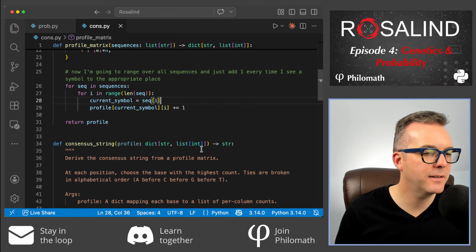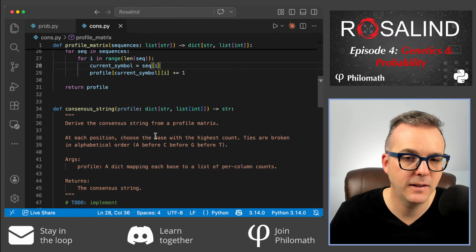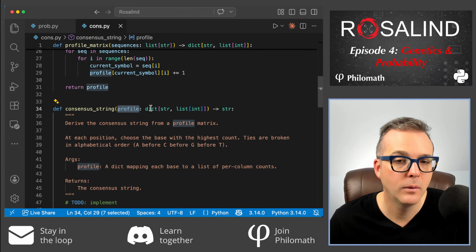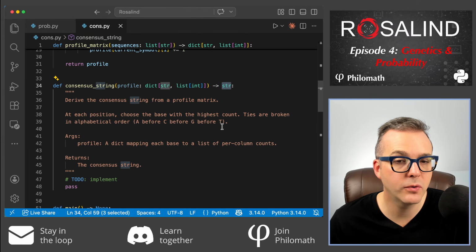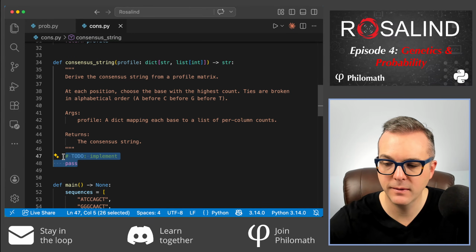So now I have these 2 tasks. I've written one of them. And then it's just a matter of producing the consensus string. The consensus string is going to take the profile, which is a dictionary mapping strings to lists of integers, as we've seen, and produce this consensus string that takes the most frequent symbol in each column of the profile matrix. A completely separate task.